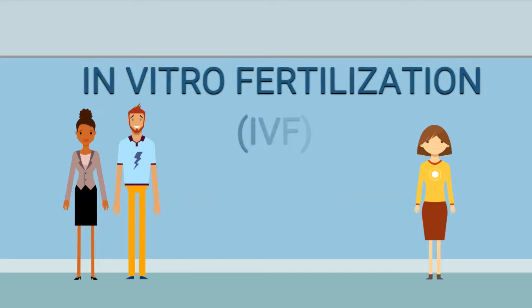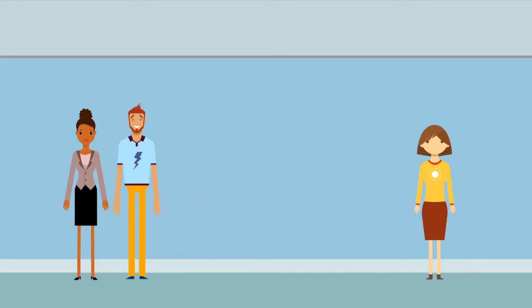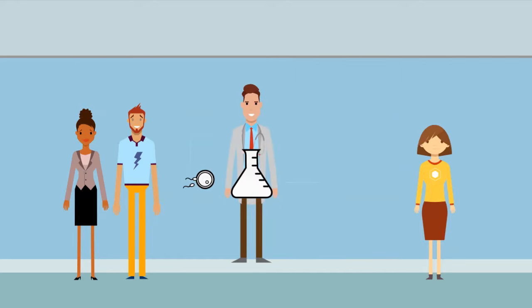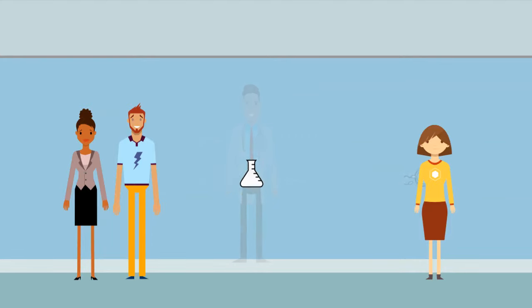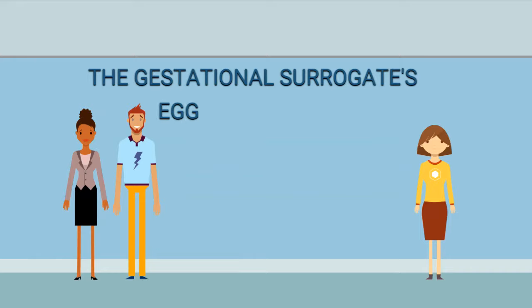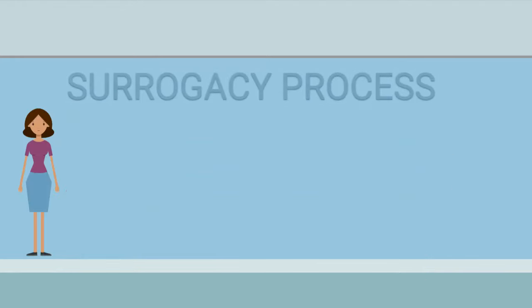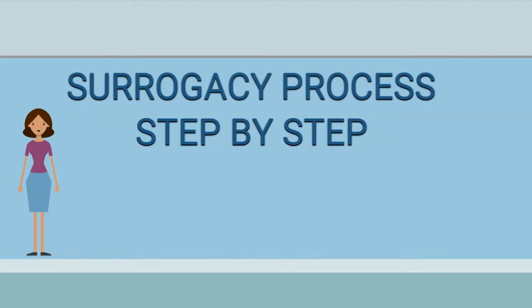Through in vitro fertilization, or IVF, a doctor combines the intended parent's egg and sperm in a lab and subsequently transfers the resulting embryo to the uterus of the gestational surrogate. The gestational surrogate's egg is not used, and the baby will not be related to her. Let's review the surrogacy process step by step.